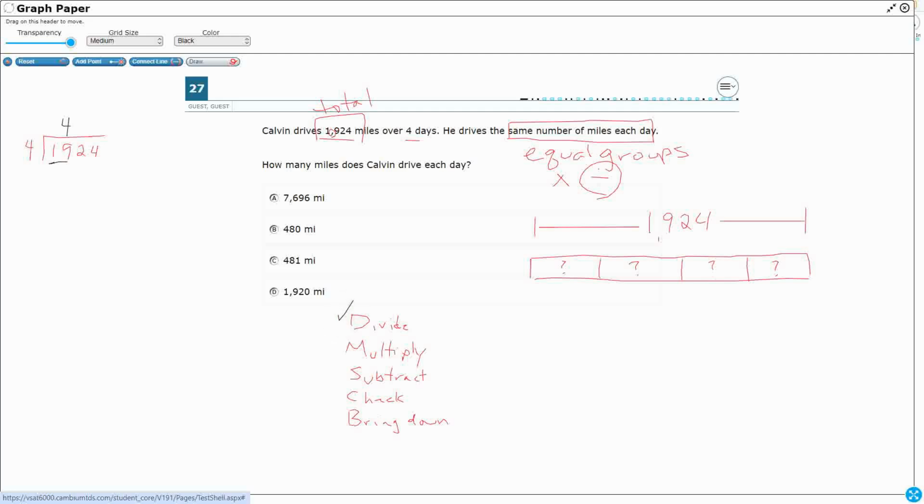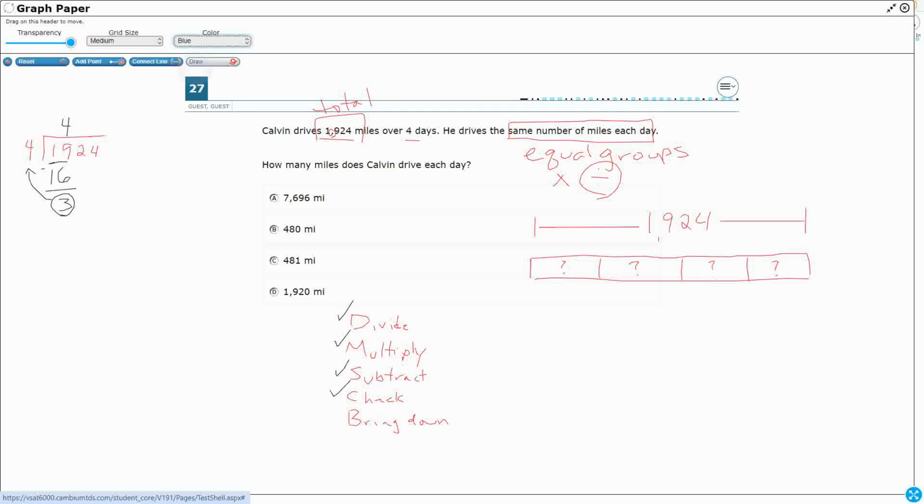Now we're going to ignore the 24 right now. The 2 and the 4 don't exist. We're just dealing with 4 into 19. 4 times 4 is 16. So we multiply. Then we subtract 19 minus 16, 3. Now here's the check. We need to make sure that this difference here, this 3, is smaller than our divisor. If it's equal or larger, we didn't divide correctly. So 3 is smaller than 4. We're good to go. So we bring down one number at a time.